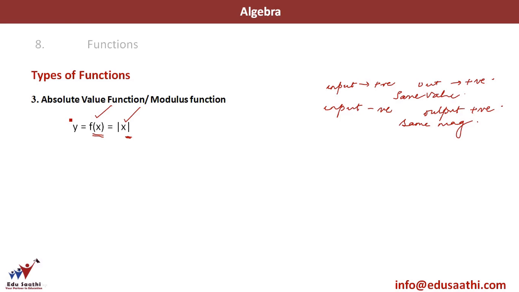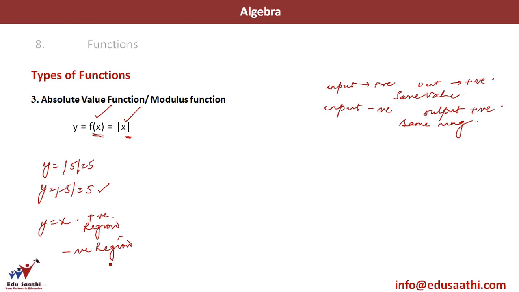So if your input is 5, your output will be 5. If your input is -5, your output will still be +5. So again, it will be the graph that will be something like y is equal to x in the positive region. But when I come to the negative region, I will not be having y is equal to x; it will be y is equal to minus x when x is negative. So the graph would look something like this.